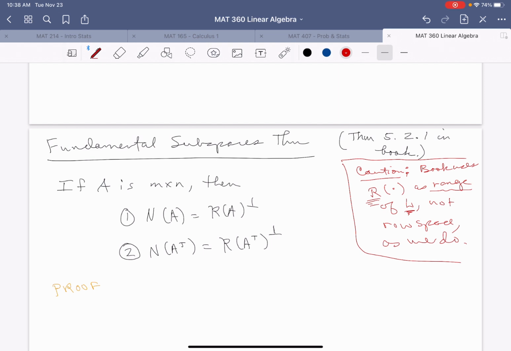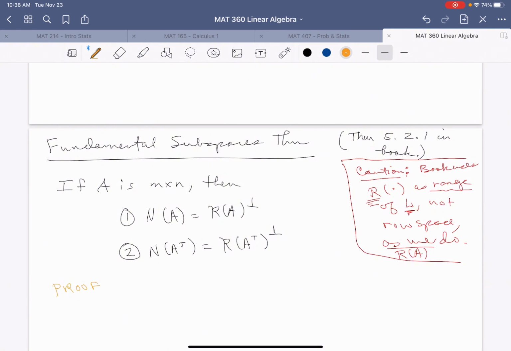So I think if you see R of A in the textbook, that's actually the column space of A, not the row space of A. But we're going to stick to our notation. So when we write R of A, we're talking about the row space of A. Okay, so let's see if we can do this proof here.